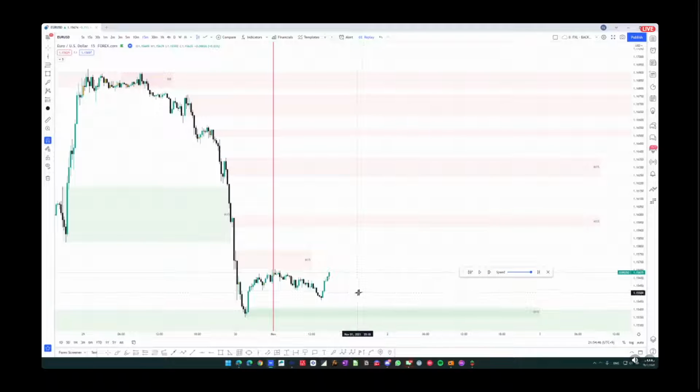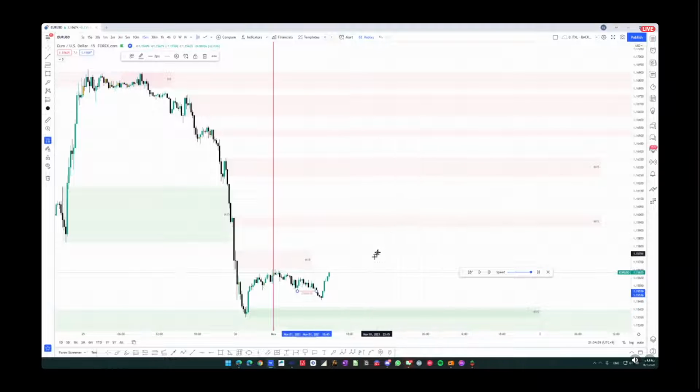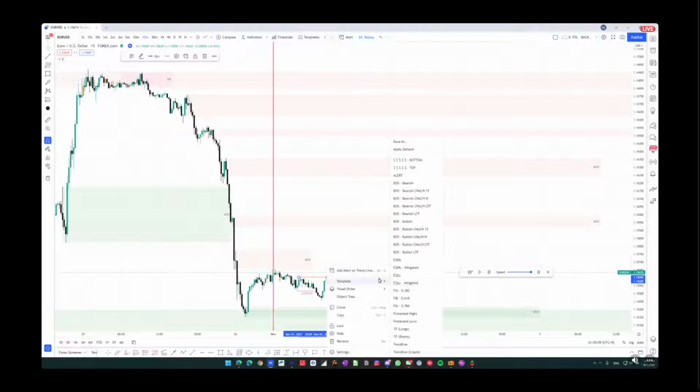Okay, you see what happened? We have right here the creation of a chalk. The only problem is we're not in any type of zone. But we can see we do start to get some bullish momentum.